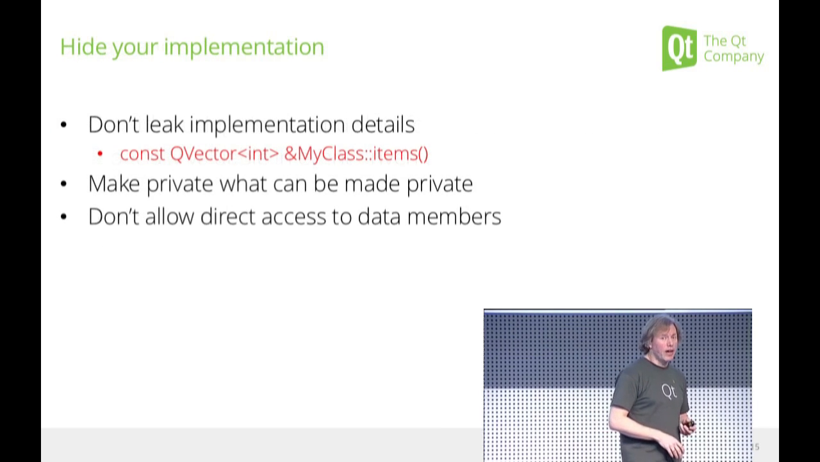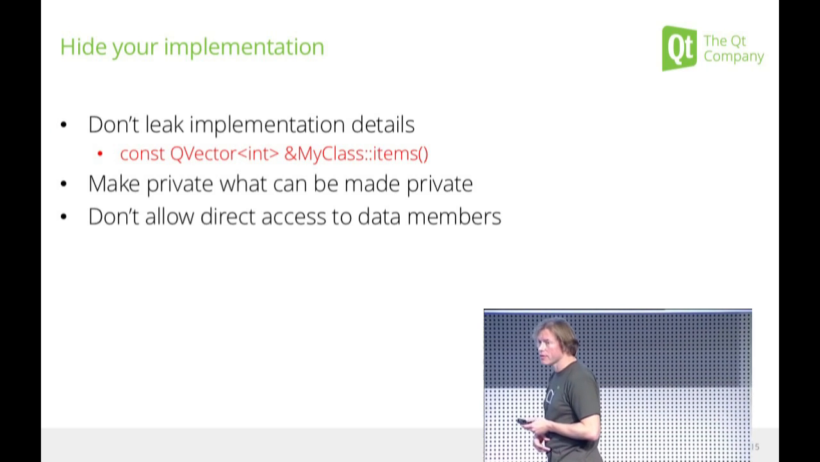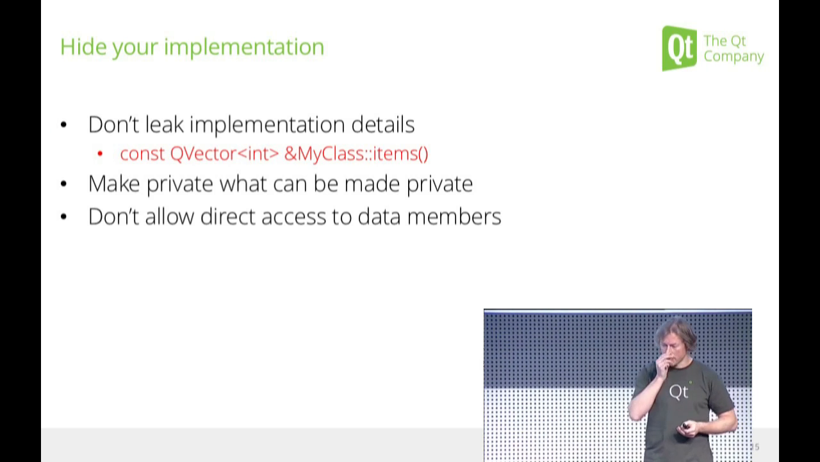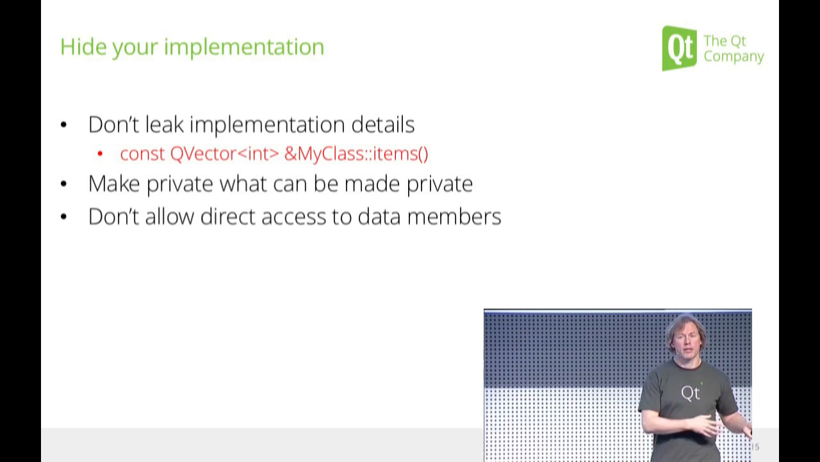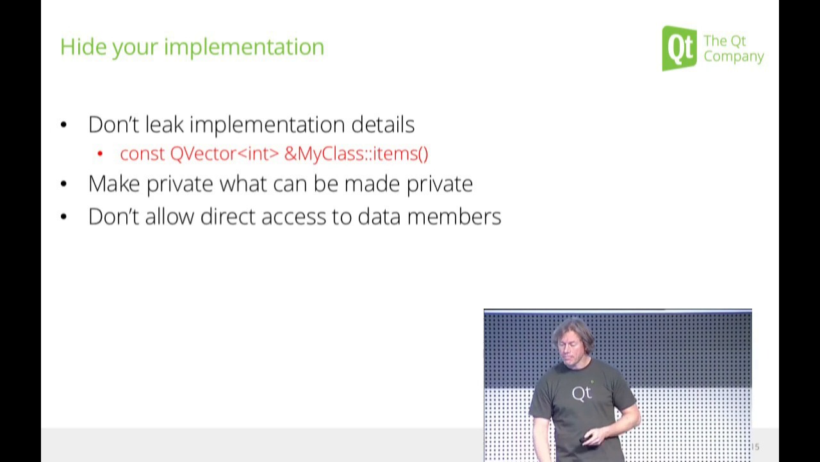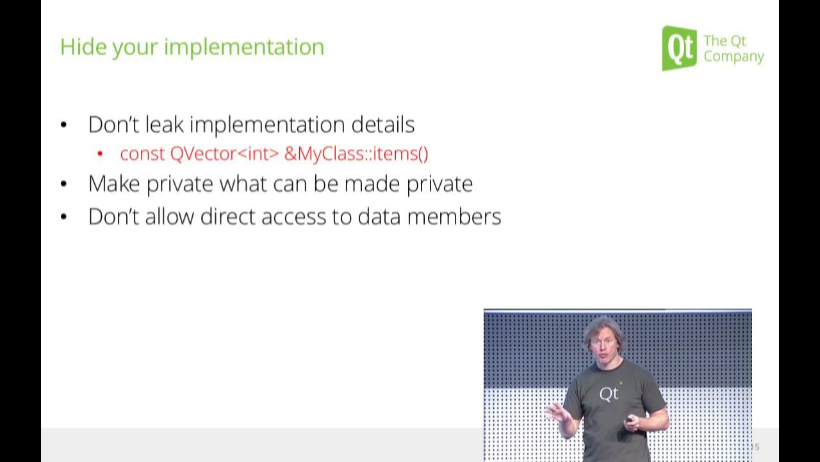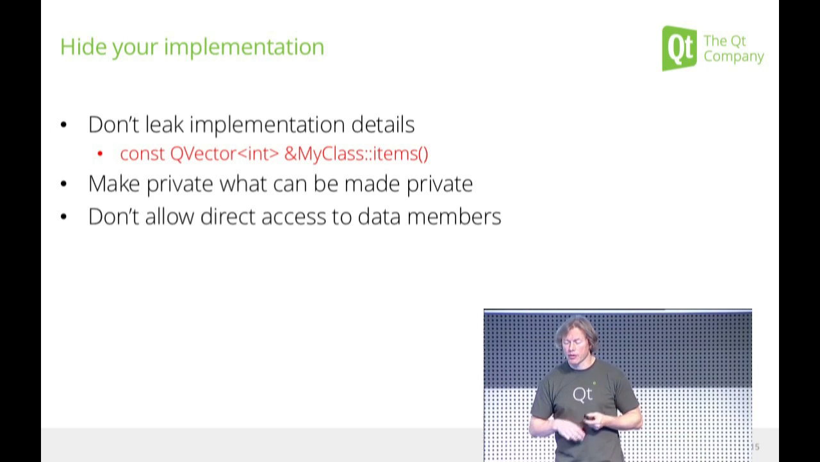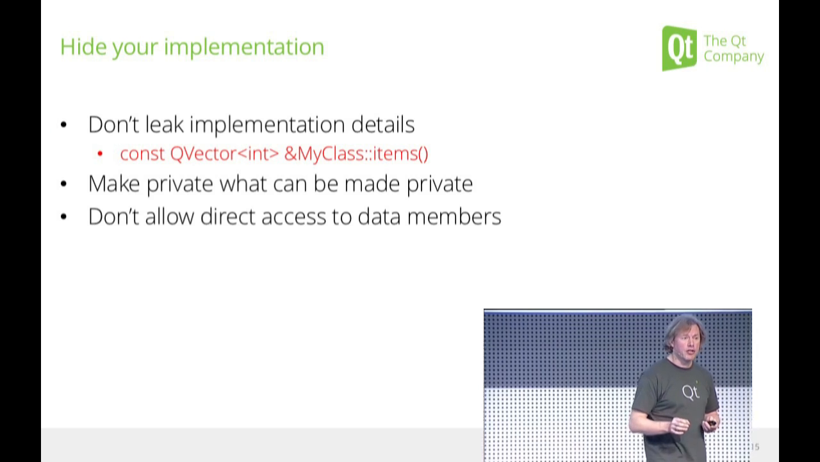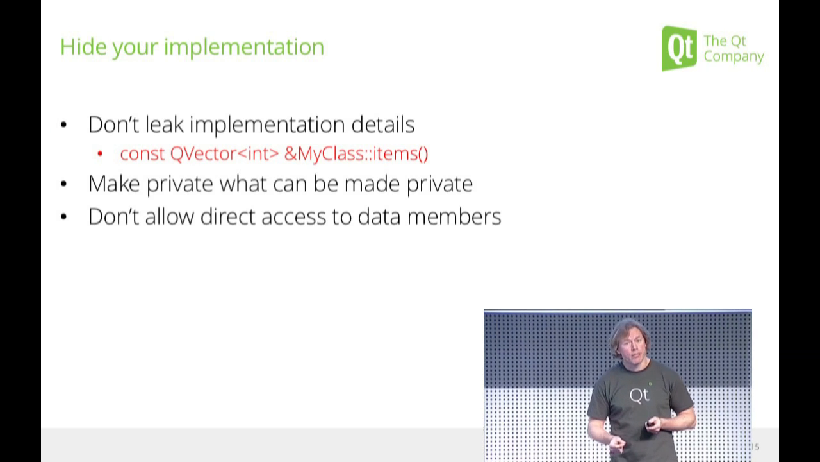And finally, really make sure that you hide your implementation and don't leak implementation details out through your API. A simple example: I have a class with a vector of items, and I want to expose that. So I have an items method, and it returns a const reference to that vector. Looks great in principle, but you do leak out an implementation detail. It might be the right thing to do in certain cases, don't get me wrong, because it gives you the performance you need. But the implementation detail is that you store that list in a vector, and you can't change that later on.